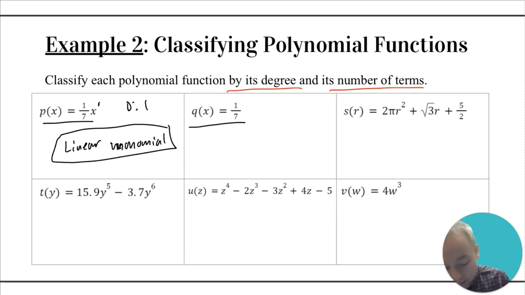Okay. This guy right here is also going to be a monomial because it only has one term of 1/7. The degree of that is 0 because it's just a constant.